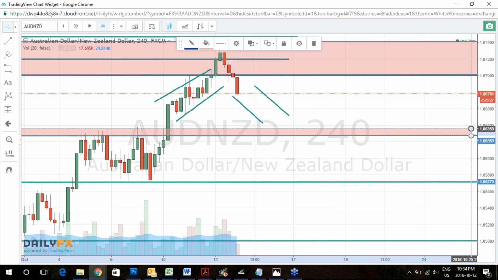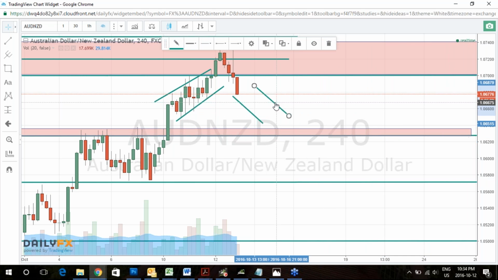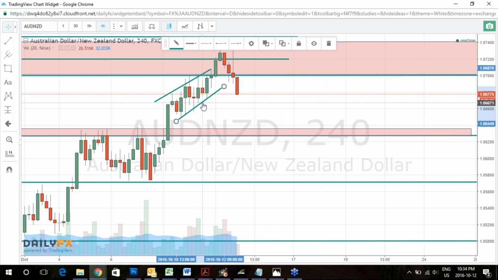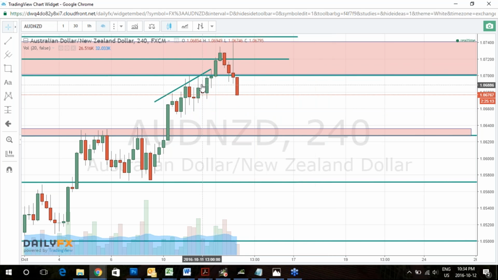Another thing that I like to do to put my take profit points is use my Fibonacci. I'm not sure if you guys are familiar with Fibonacci. Ruben, do most of you guys know Fibonacci?